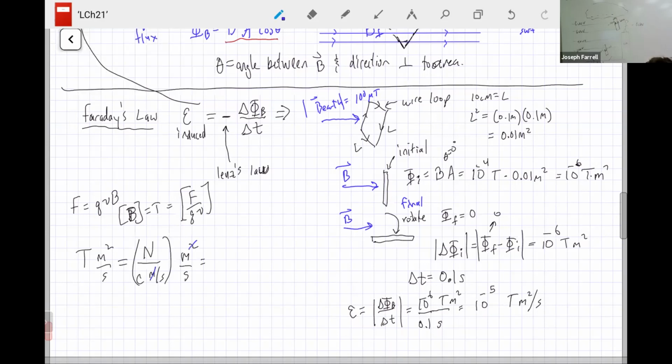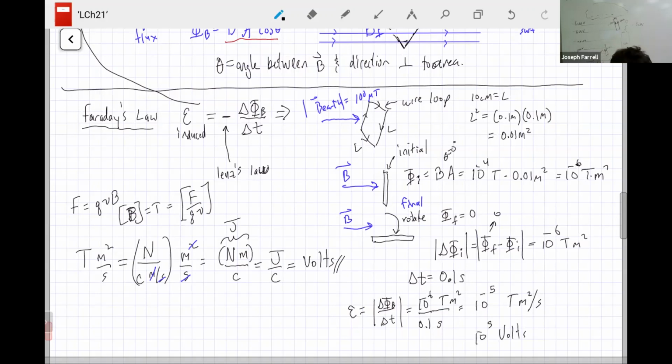These seconds look like they're canceling. And then I've got a Newton times a meter over a Coulomb. And so a Newton times a meter, that's a joule. If we think force times distance is work, I've got a joule per Coulomb, and that is indeed volts. Energy per unit charge. So I do have 10 to the minus 5 volts.